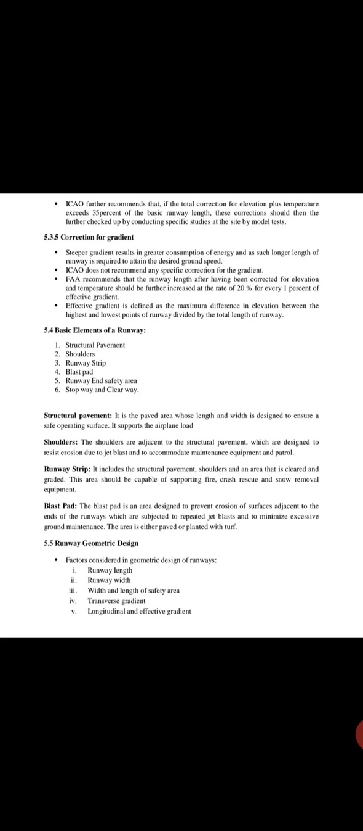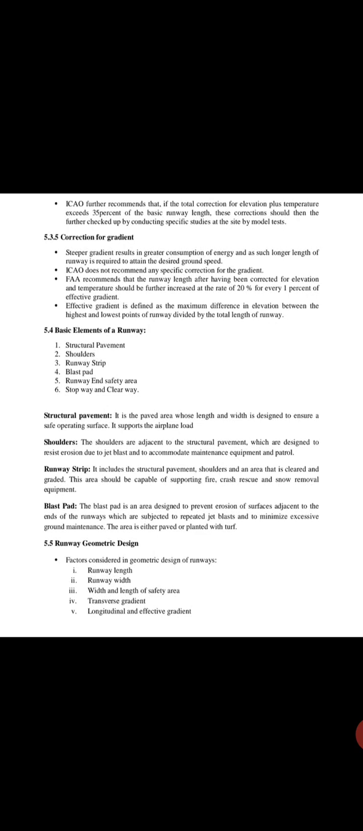Correction for gradient: a steeper gradient results in a greater consumption of energy, so a longer runway is required to attain the desired ground speed. ICAO does not recommend any specific correction for gradient. FAA recommended that the runway length, after having been corrected for elevation and temperature, should be further increased at the rate of 20% for every 1% effective gradient. Effective gradient is defined as the maximum difference in elevation between the highest and the lowest points of the runway divided by the total length of the runway.